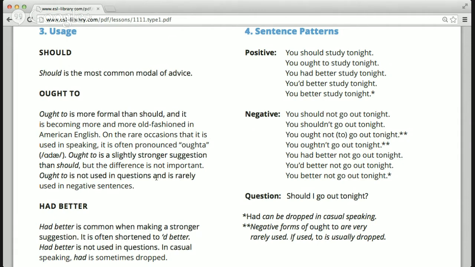Okay, very good. And yes, this is true. We do pronounce that oughta, and we don't use it very often. The 2 that we do use are should and had better. Those are the 2 modals for advice that we use more often than not. Just because it says that ought to is more formal does not mean that you cannot use should. Should can be used in any situation. All right, let's go to Amparo.